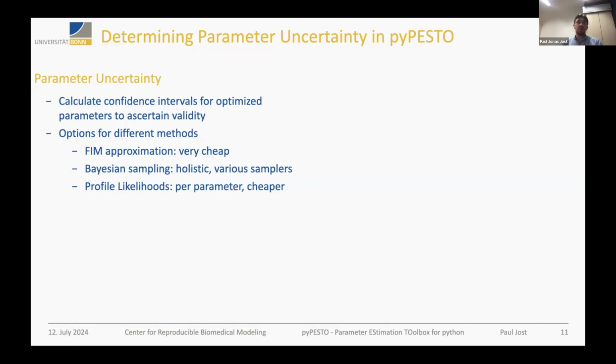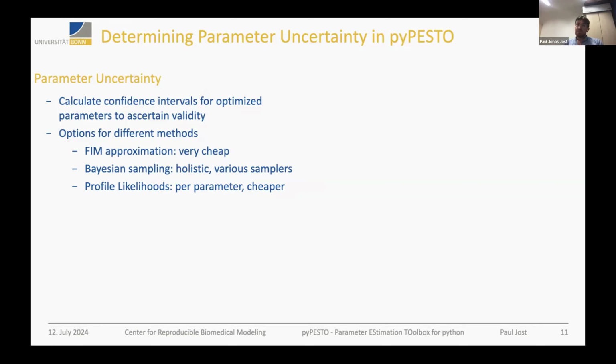You can do Bayesian sampling, so Markov chain Monte Carlo sampling. pyPESTO supports a variety of samplers. PyMC4, I think, should be the most common one. It has 2 in-house samplers as well. The nice thing about Bayesian sampling is it gives you a holistic view. It doesn't only give you confidence intervals for one parameter and only marginal distributions, but it actually gives you complete distributions. The downside is it really is very expensive and takes from 100,000 iterations to even more to get the Markov chains converging.